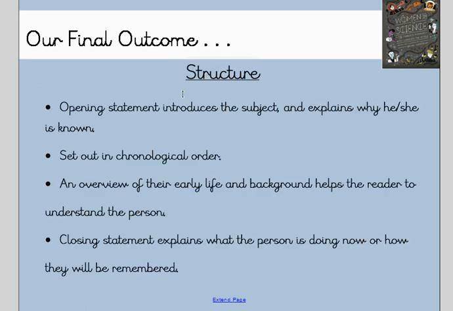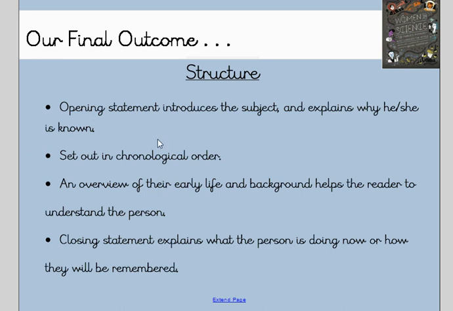Then we're going to think about the structure of a biography. So how are they all laid out? We start with an opening statement that introduces the subject, so the person, and explains why he or she is known. And often that opening statement is catchy. It tells us some information about them that makes us want to read on. So we need to think about that when we come to writing our own.